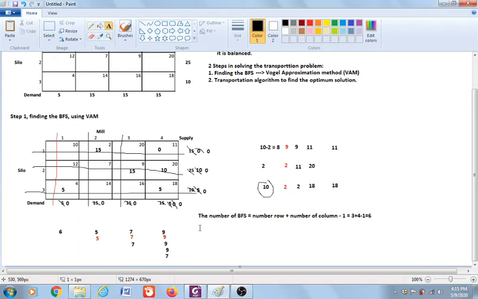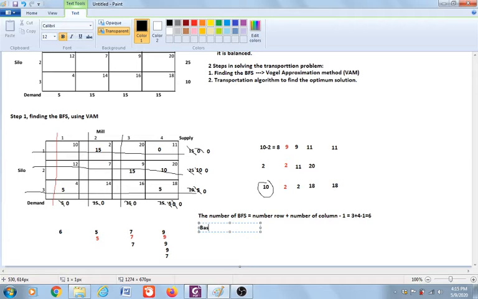So that's our basis. So the basics are x12 equal 15, x14 equal 0, x23 equal 15, x24 equal 10, x31 equal 5, and x34 equal 5.